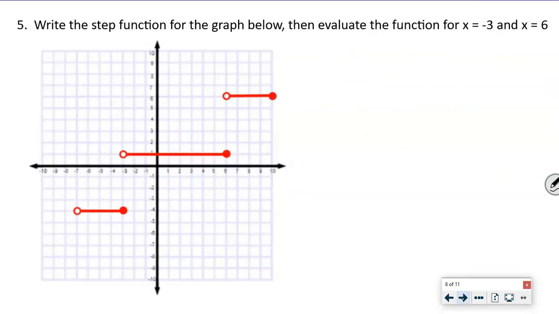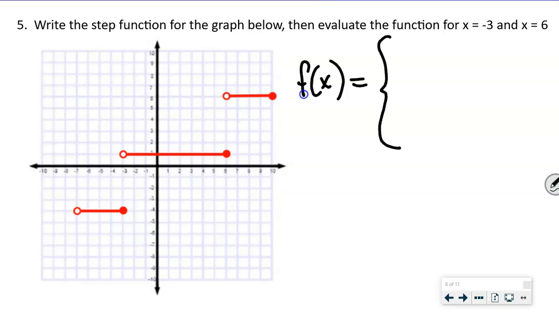This one's a step function, okay? So on this one, we're going to do f of x equals, okay? So on this first one, we're at -4, and it's if what? Notice these points right here, -7 and -3. So we're at -7 over here and -3 there, putting our x in the middle.